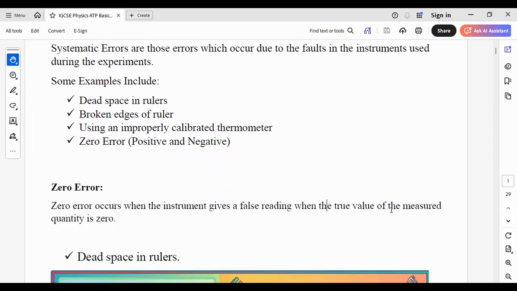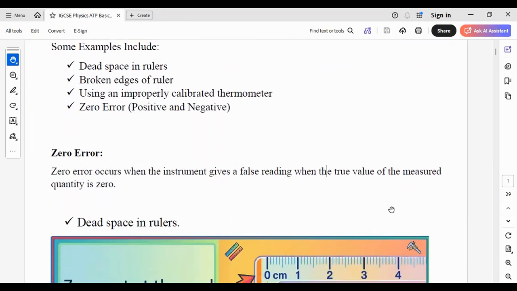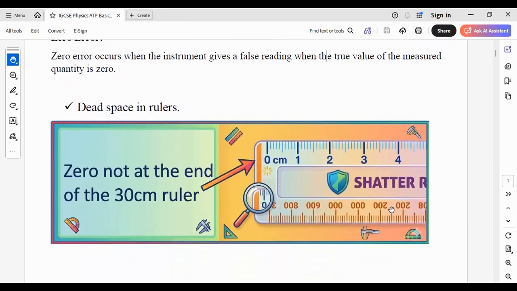Okay, so what is the zero error? It occurs when the instrument gives a false reading when the true value of the measured quantity is zero. Let's start with a practical example, the dead space in the ruler. You can see from the diagram here that the ruler starts at zero here, but that's the start, that's the dead space. And if you measure from here, that may cause error in the experiment. Okay, you have to start from here.